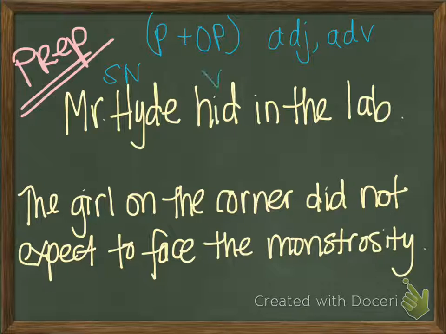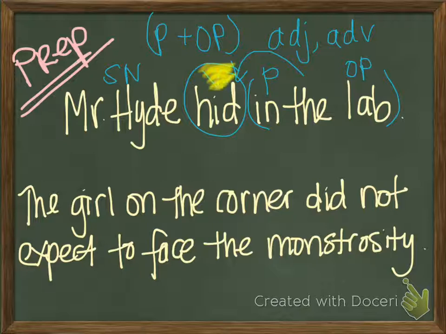Mr. Hyde hid. In the lab is the prep phrase, starting with the preposition and ending with the object of the preposition. To figure out whether it's adjectival or adverbial, you have to look and see what the prep phrase is modifying. Here, it's modifying hid, because it's telling where Mr. Hyde hid. And since I'm modifying a verb here, this entire prep phrase will be called adverbial.